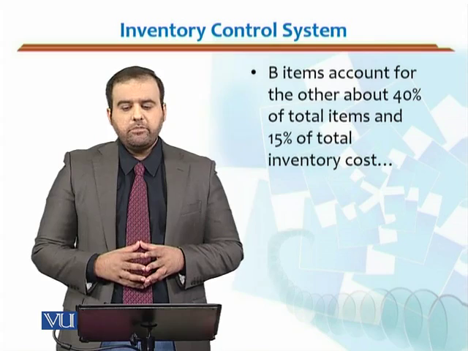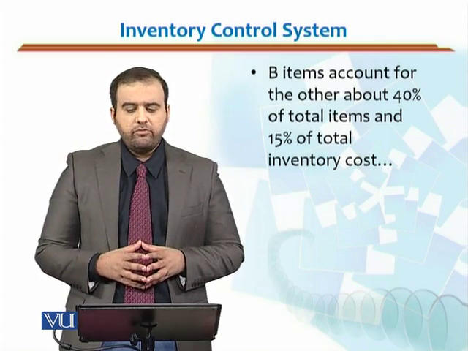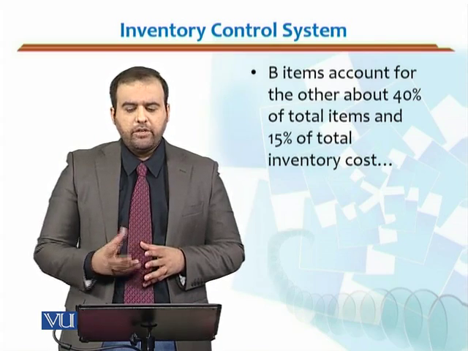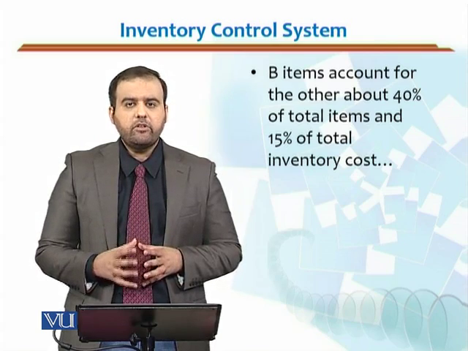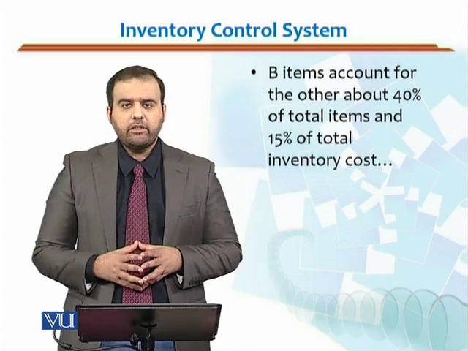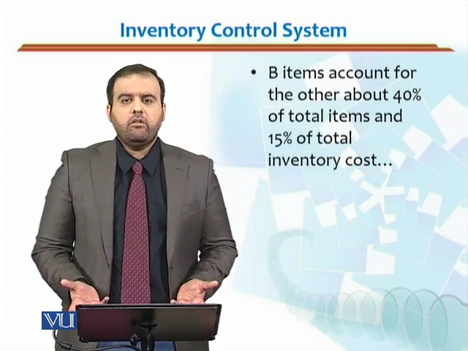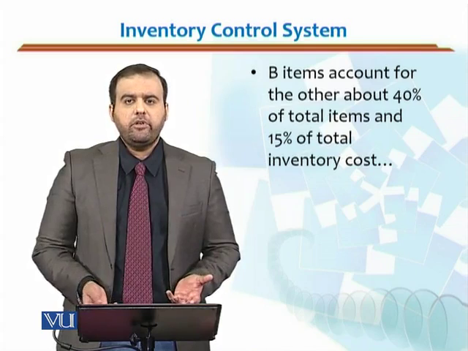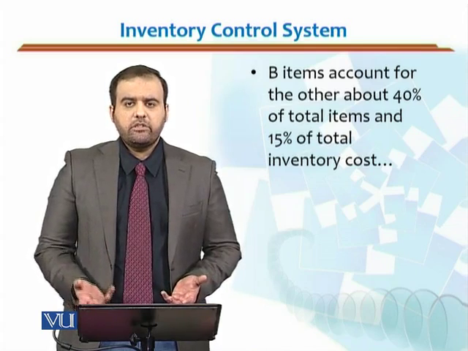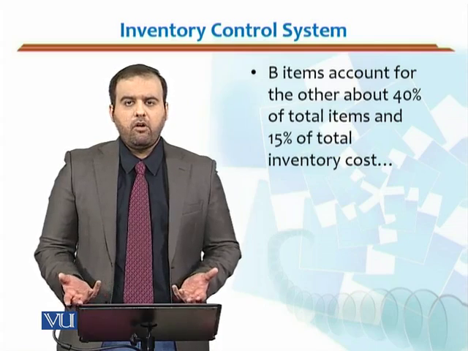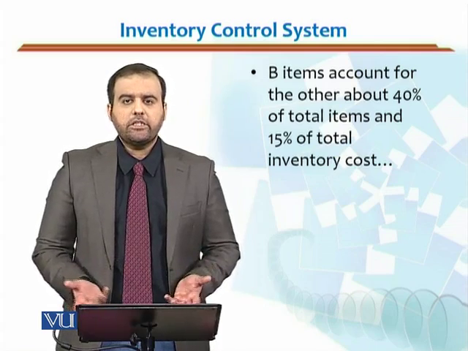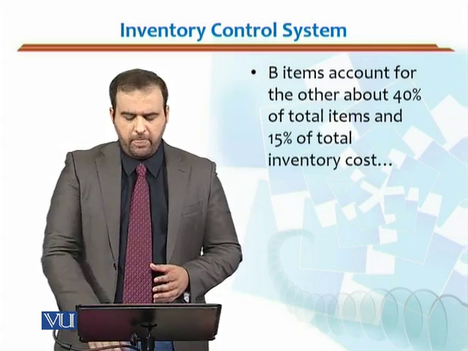Then you have B items. That items actually account for the other about like 40% of the total items and 15% of the inventory cost. These are like intermediate items. It depends upon the organizations, the enterprises. Contemporary approach है. Some organizations, they have larger safety stock for B items as well, or they may not have that larger safety stock for B items.